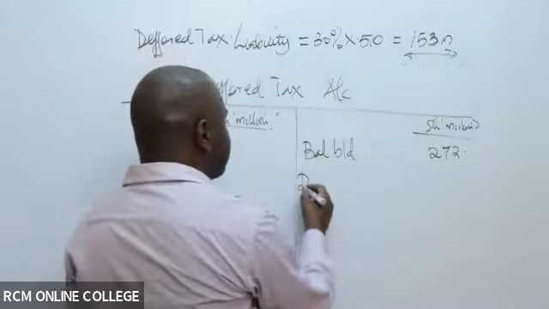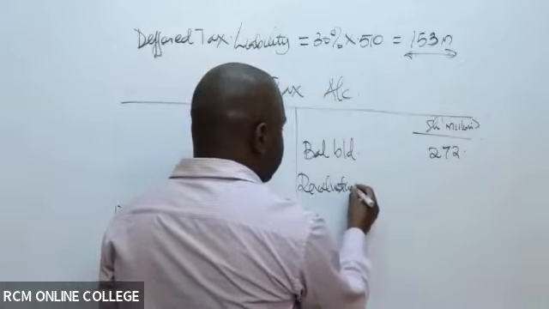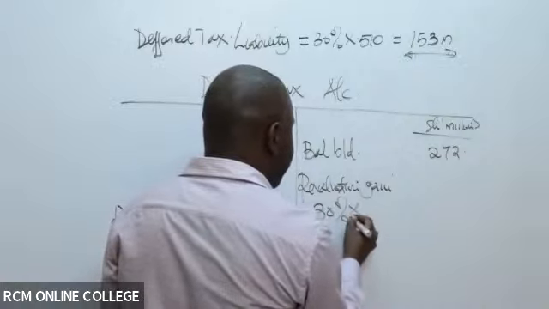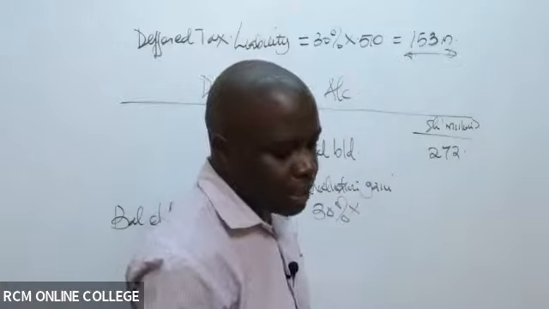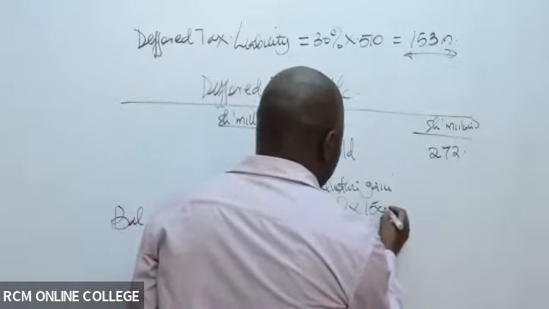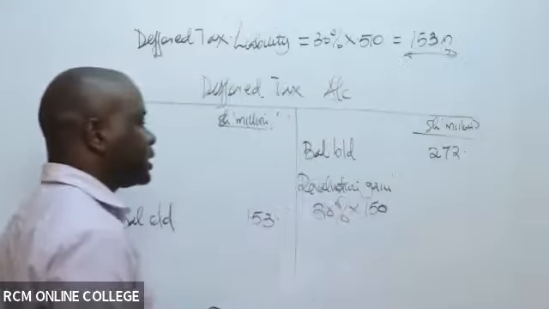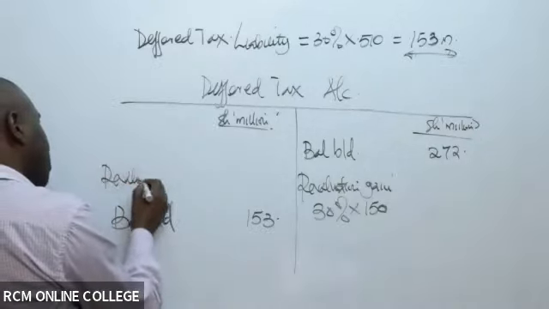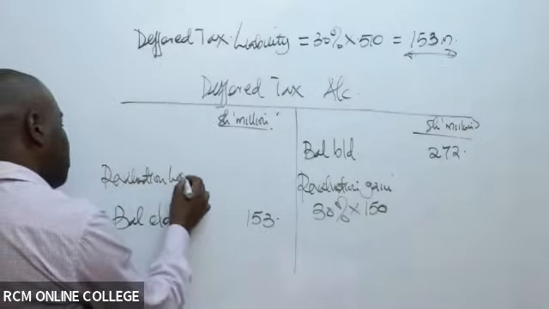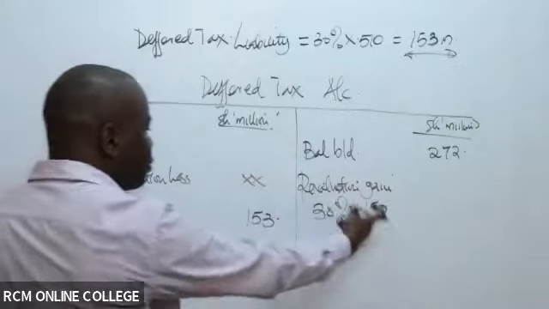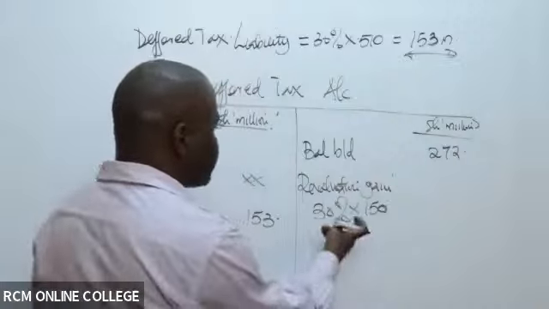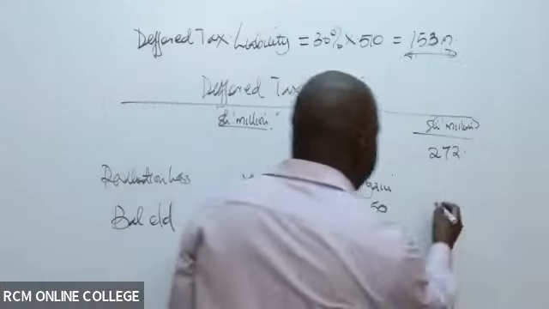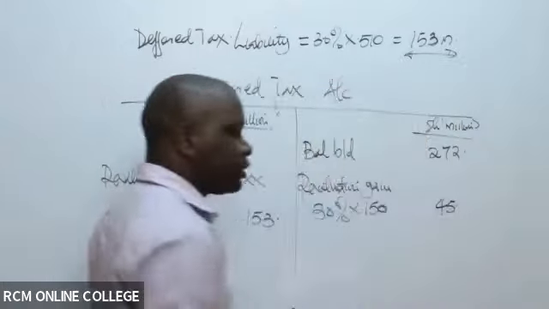So you put here the revaluation gain, and you consider the deferred tax on it by multiplying with the revaluation gain. It was 150. If it was a revaluation loss, you would put it on the other side, but we don't have that; what you have is a revaluation gain. So 30% of 150 gives you 45.